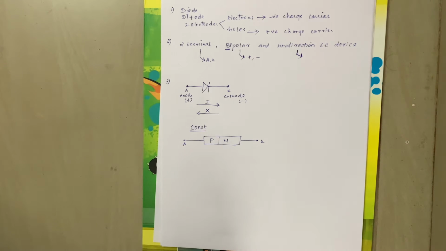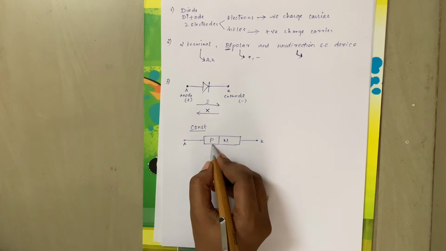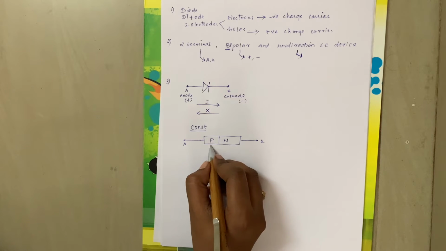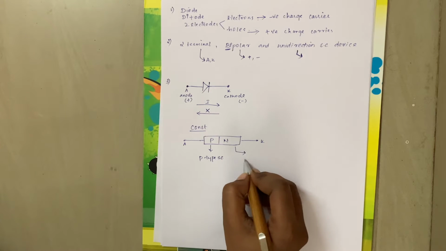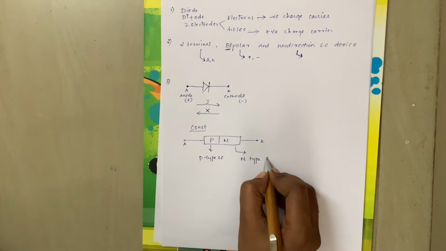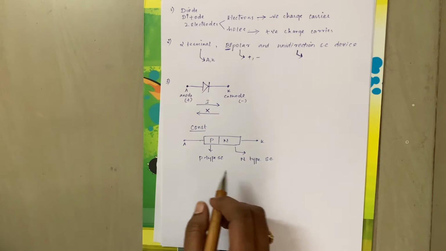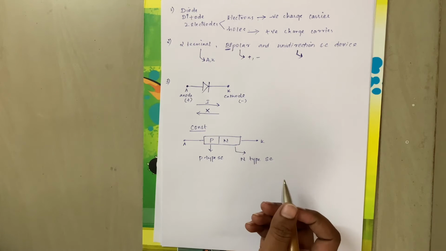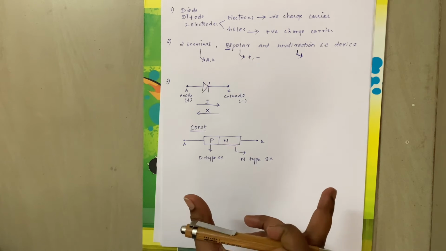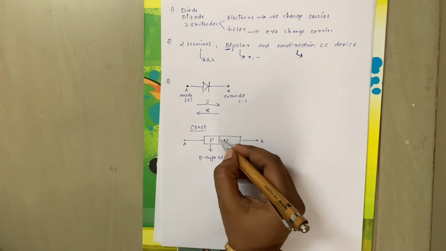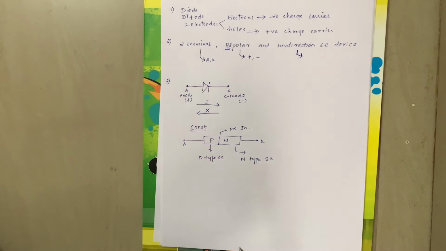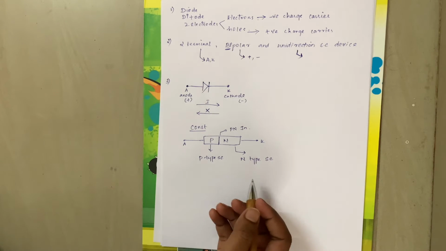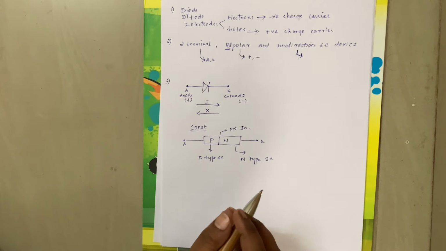So construction is very simple. You need to join two layers, one is P layer and another N layer. What is this P layer? It is a P-type semiconductor. And what is this N layer? It is an N-type semiconductor. You need to join two semiconductors of P-type and N-type. When you join them together, it gives a diode with a junction in between, and that is called a P-N junction. So this diode is also called a P-N diode because it simply consists of P and N layers.